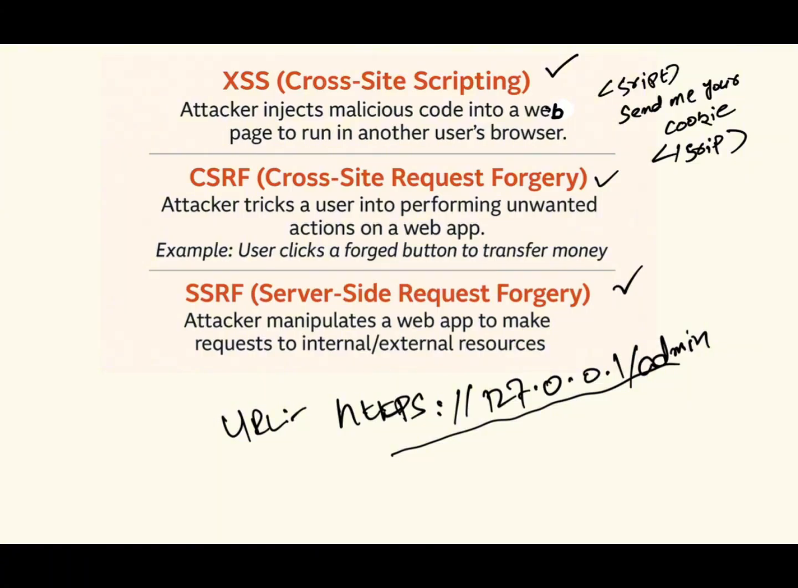I hope I was able to explain this topic. You need to understand the difference. If we quickly go through it: cross-site scripting runs directly in your browser. Cross-site request forgery, the attacker tricks a user into performing an unwanted action on a web app. You are visiting a website and you click on a malicious link. Server-side request forgery, the attacker manipulates a web app to make requests to internal or external resources.